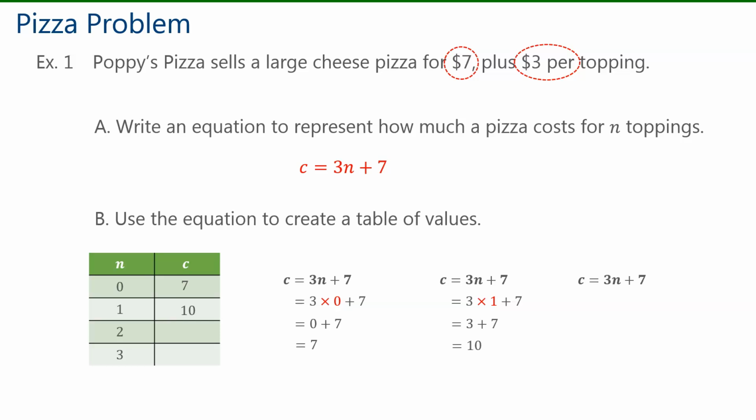One more example, if we substitute 2 into the equation, we get 3 times 2, which is 6, and 6 plus 7 is 13. So a 2-topping pizza costs $13. Continuing the pattern, we can see that we're increasing by 3 each time. So a 3-topping pizza would simply cost $16.